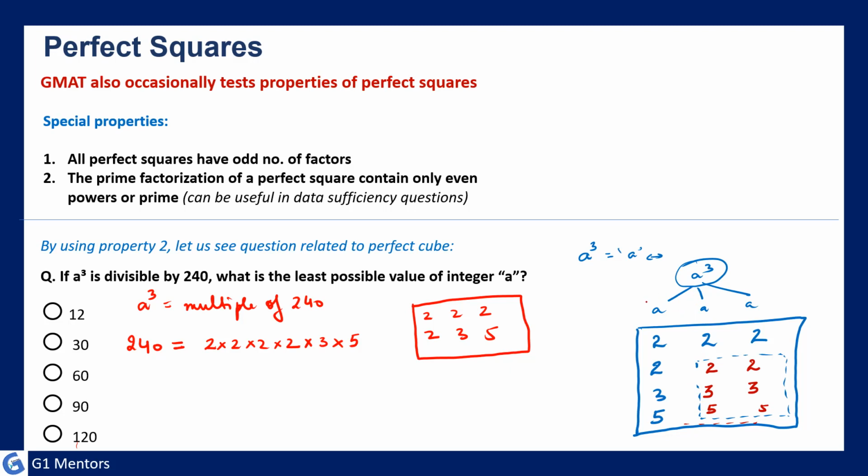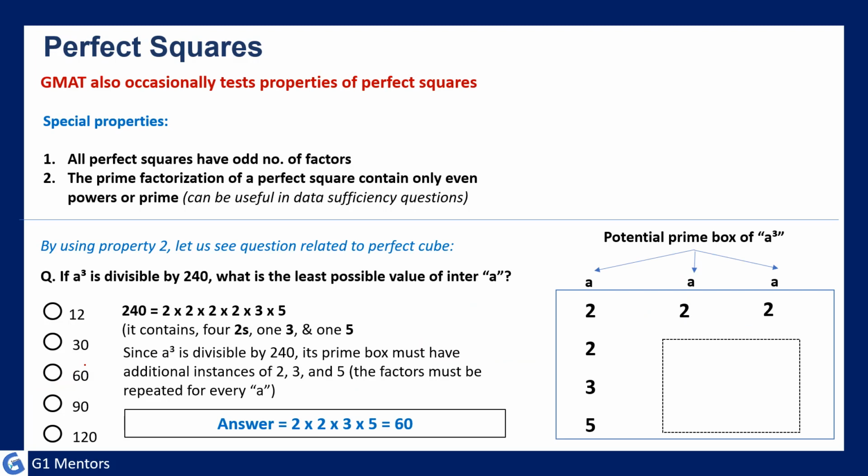Thus, each A has 2, 2, 3 and 5 at least in its prime box. So, the least possible value of A is equal to 2 into 2 into 3 into 5, which is nothing but 60. So, the answer to this question is 60.